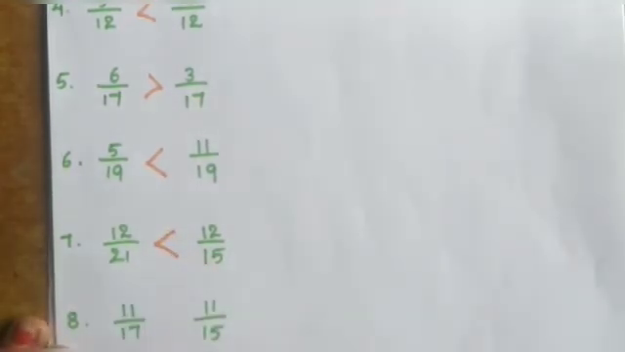And the eighth one, 11 by 17 and 11 by 15. Here also the numerator is the same. So the lesser denominator gives the greater fractional value.